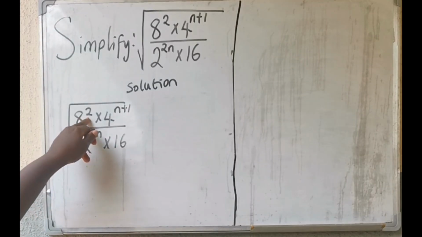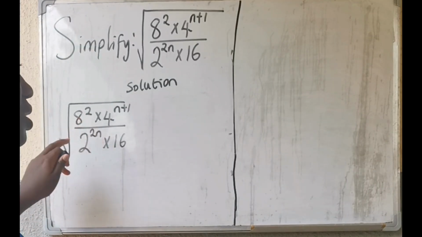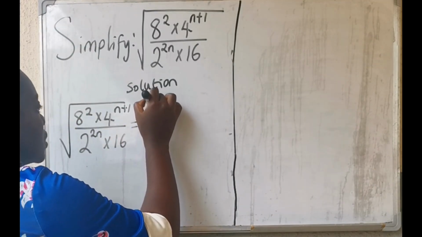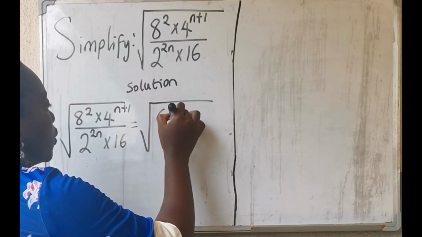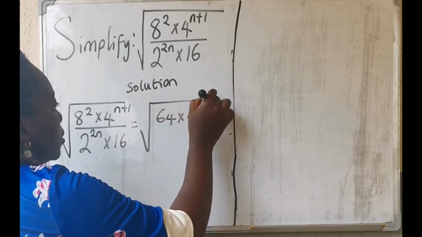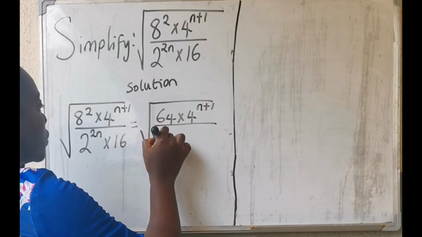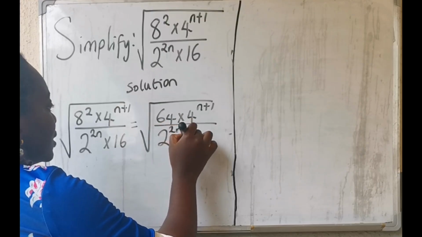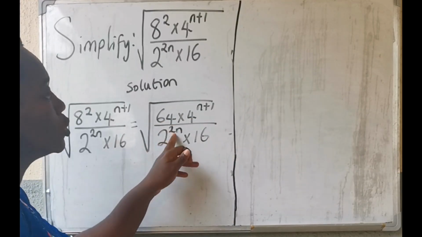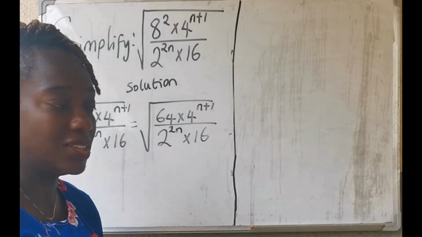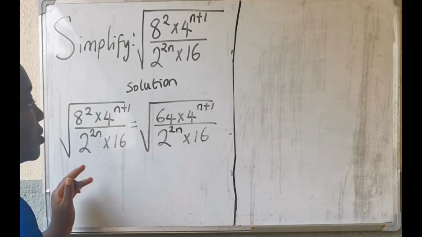Let's start with this 8 raised to the power 2. 8 raised to the power 2 is 8 times 8. So we represent it as the square root of 64 times 4 raised to the power n plus 1 over 2 raised to the power 2n times 16. Now, please do not touch the raised to powers. Nothing can divide out here, but the numbers can divide.